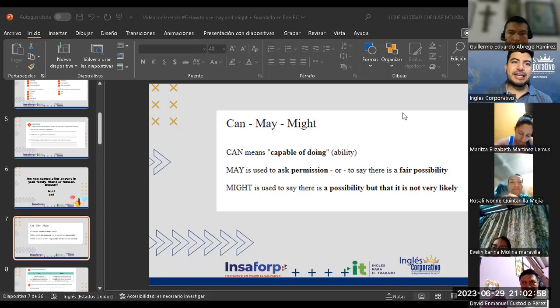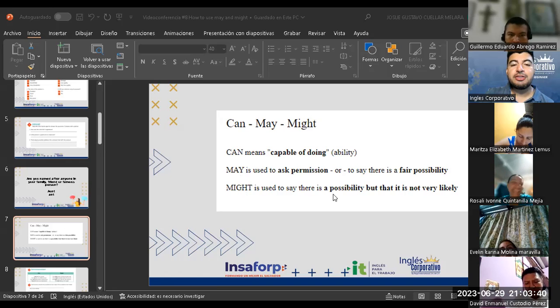That's why when you are in a meeting or you are in an English class, for example, you can say, teacher, may I go to the bathroom? May I go out? May I come in? Because you are trying to ask permission, okay? Or there is a fair possibility of something. Remember this. Como hay una posibilidad bastante cercana de que pase algo, okay? And here we have might. Este es may, como la tía May de Spider-Man, okay? O como mayo, may. And here we have might. Might.